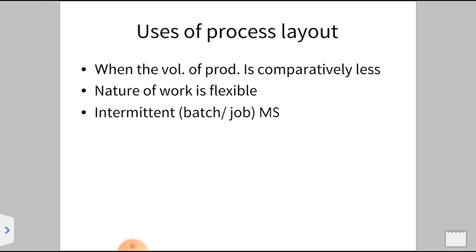Then uses of process layout. When the volume of production is comparatively less, then we can use the process layout. The nature of work is flexible and intermittent production. So intermittent means the production which is not continuous, so we can interrupt the process after the completion of a particular part. So we can say the process layout is used for an intermittent production or manufacturing process.